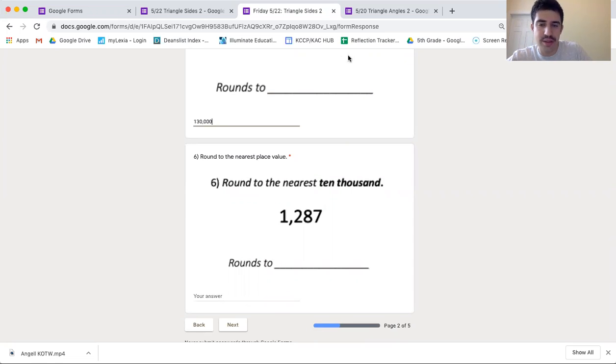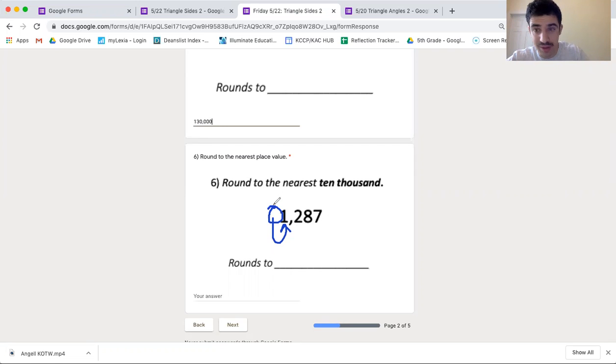1,287 rounded to the nearest 10,000. Well, I don't have a digit in the 10,000s place here. That's kind of weird. So I'm going to need to draw my circle digit next door where the 10,000 would be and draw an arrow to my 1 digit. Is 1 greater than or less than 5? Well, it's less than 5, so I round down.